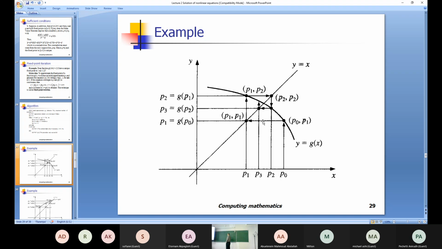Second step, P1 equals g of P0. In our case, it's cosine 0, which equals 1. Then P2 equals cosine of 1, cos 1.